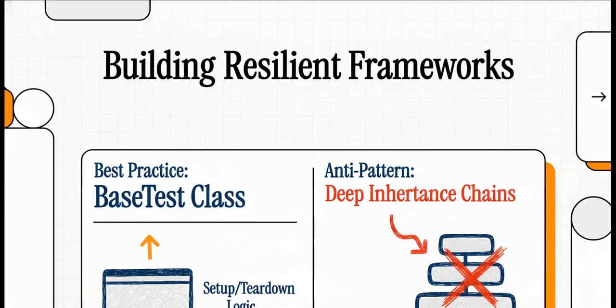All right, let's talk about something that can be your absolute best friend or your worst enemy when it comes to test automation: inheritance. We're going to break down how to build Java Selenium frameworks that don't just work today, but are also strong, easy to maintain, and ready to grow with your project.